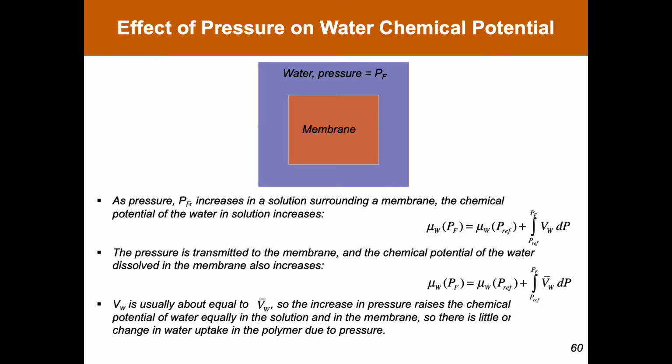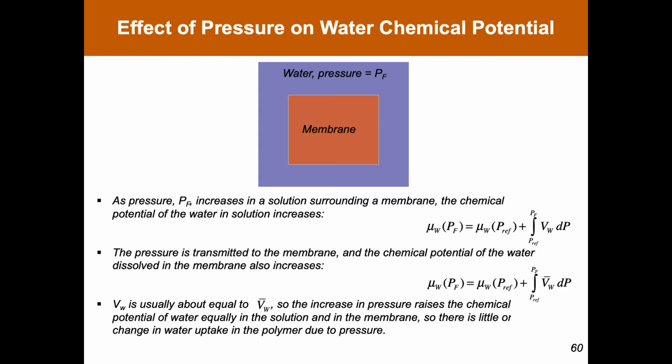Okay. So now back to the experiment that Ham and colleagues were running. So they have a membrane surrounded by a solvent, and then they apply high pressure on the solvent and therefore on the membrane. We're going to call it the feed pressure, P_F. And so the way that the chemical potential will change with pressure in the water phase is given by this expression, right? We just integrate that definition of molar volume.